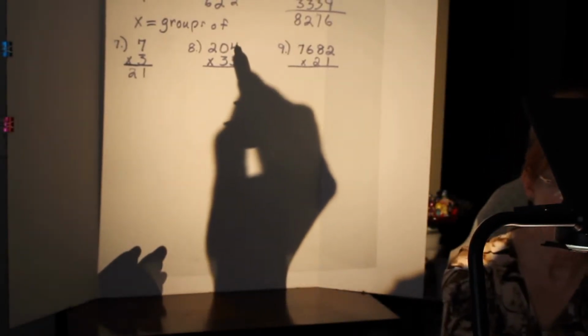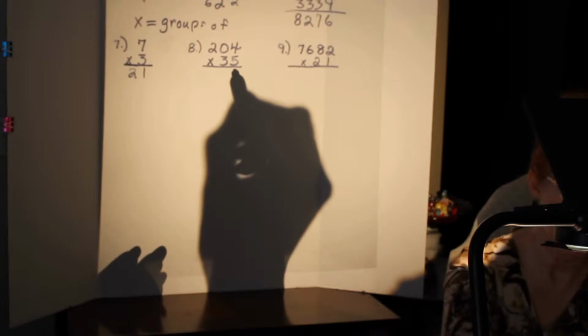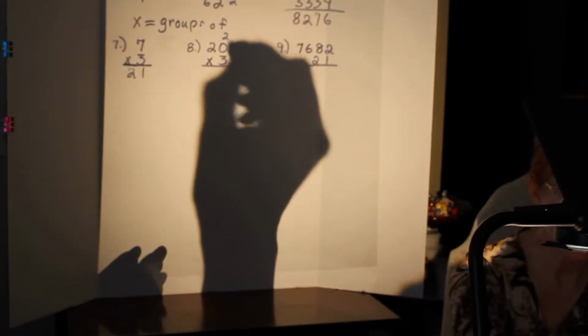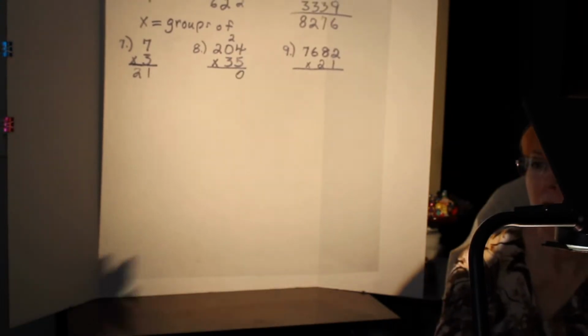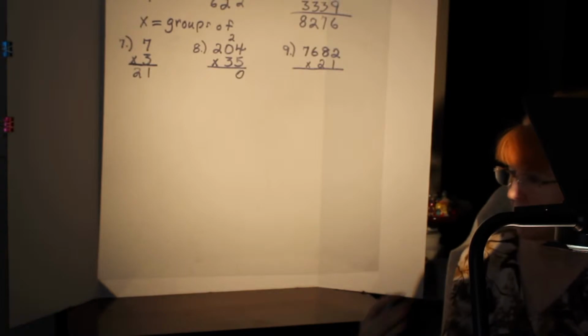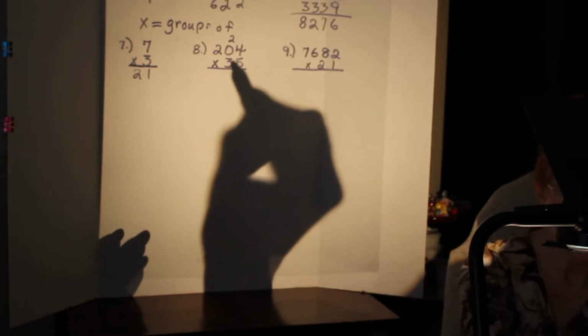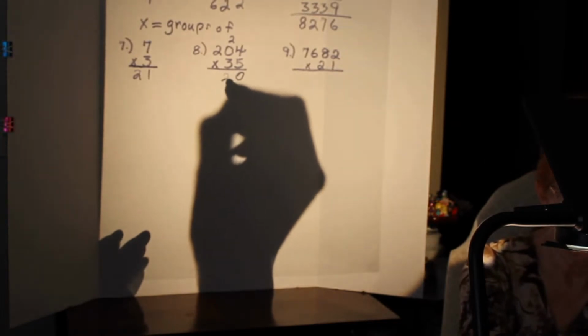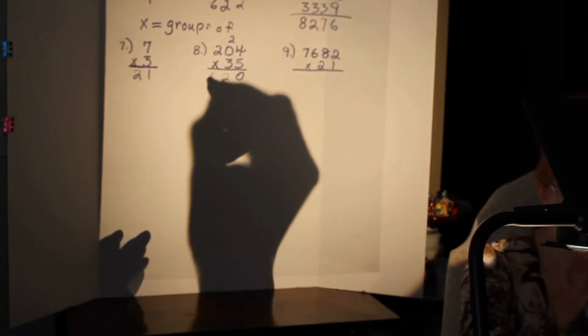So 5 times 4 is 20. So put down the 0. You carry the 2. 5 times 0. This always confuses people. 5 groups of nothing is still nothing. So 5 times 0 is 0. Add the 2. 5 times 2 is 10.